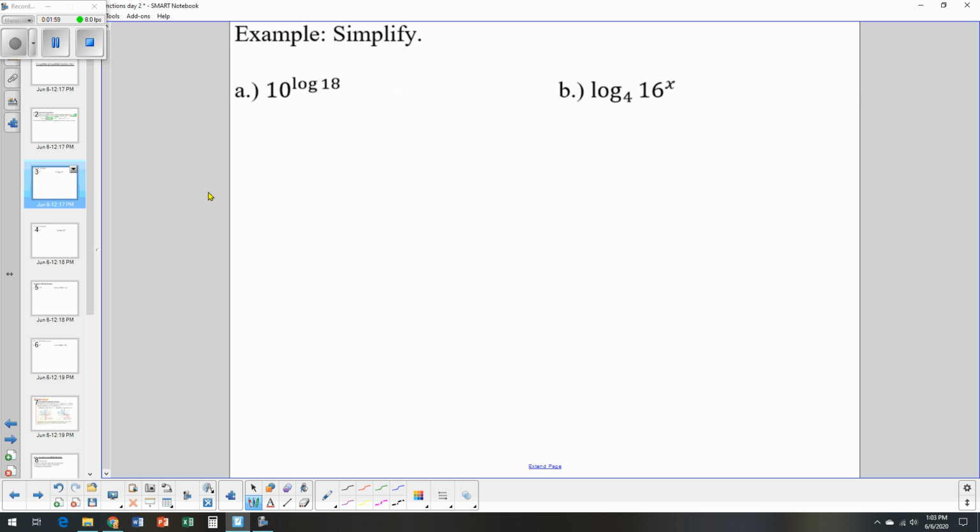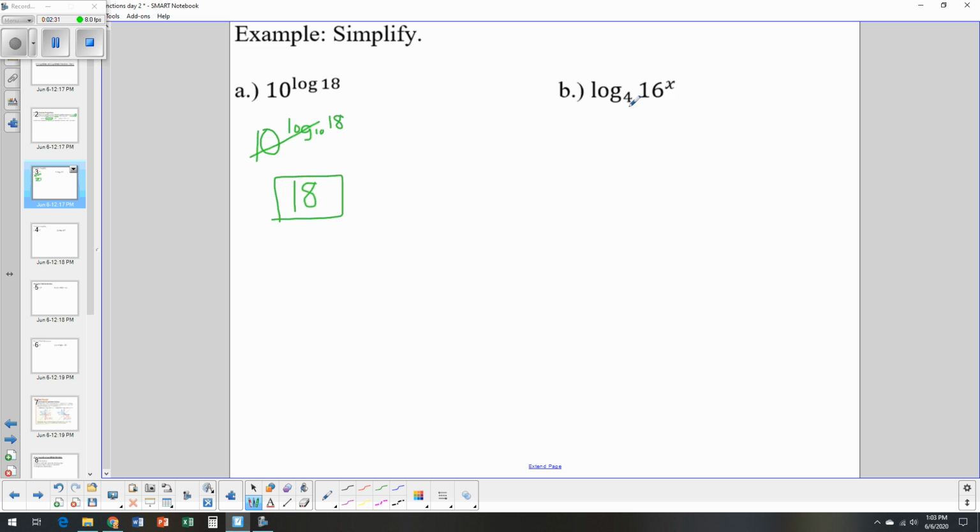So if I want to simplify these, remember, if it doesn't have a number there, it means a base of 10. So this could really be rewritten as 10 to the log base 10 of 18. So these two parts will cancel. The 10 and the log base 10 will cancel, and my answer is 18. And that's all I have to do for that. As long as the base of the log and the number here match, we can cancel them out.